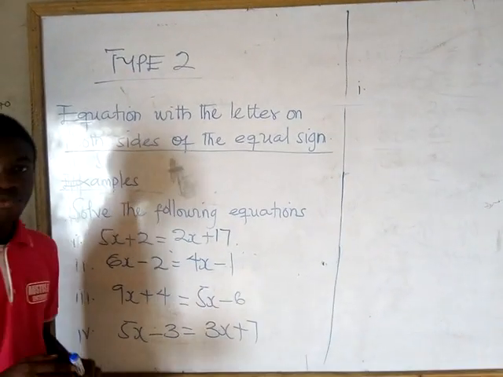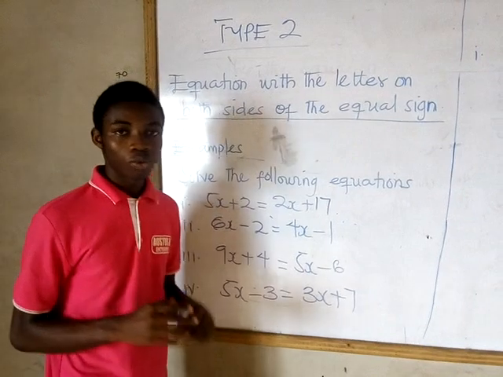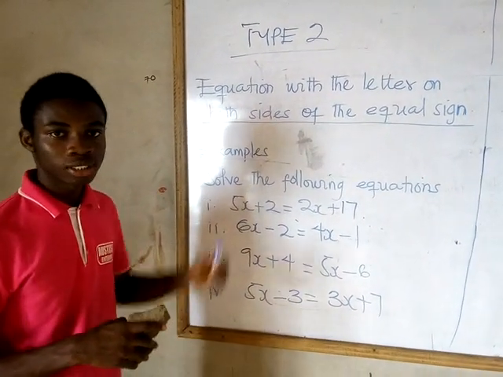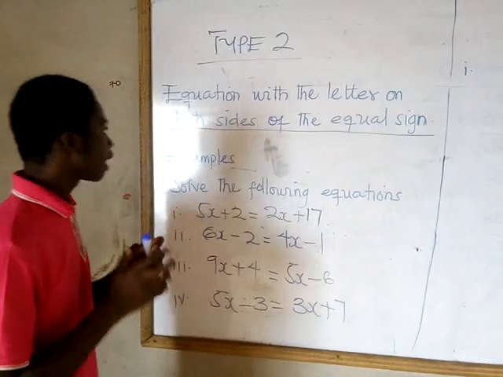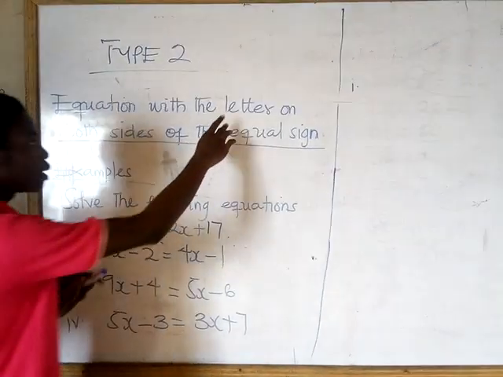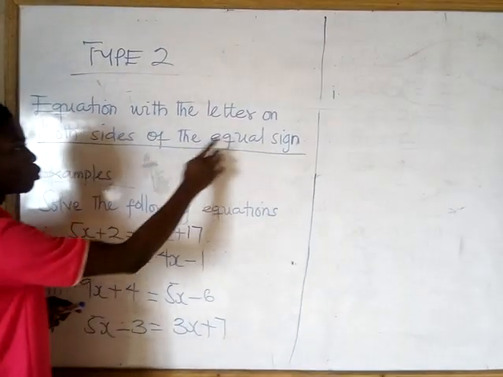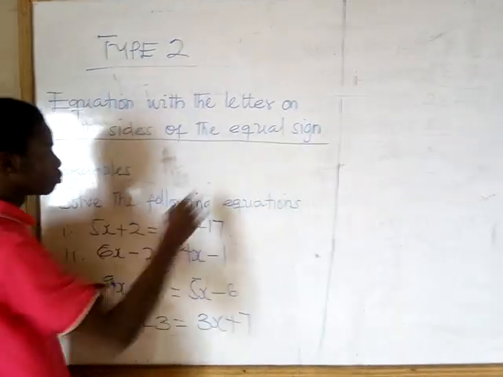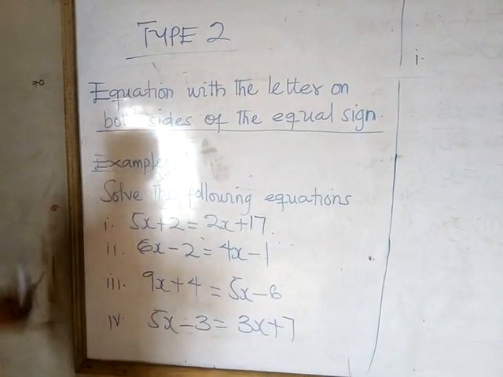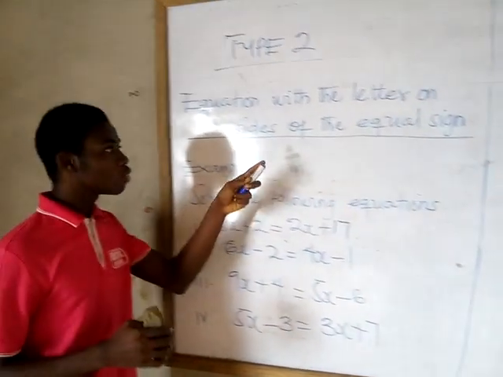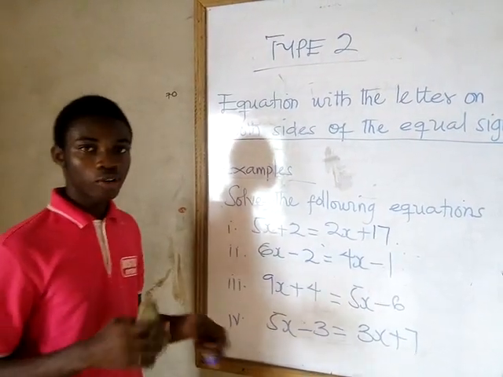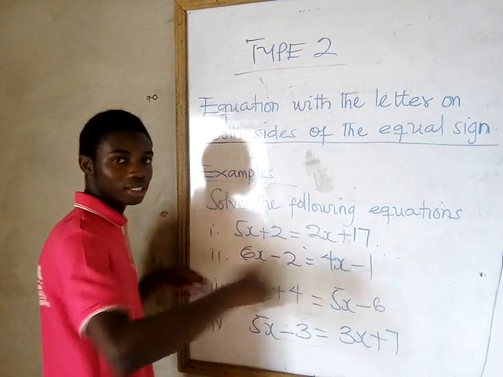Okay, so we are done with the first type, which was type 1. Now we are about to tackle type 2. And type 2 is what? Equation with letter on both sides of the equal sign. So we are going to tackle examples with letters on both sides of the equal sign. So here are some examples.